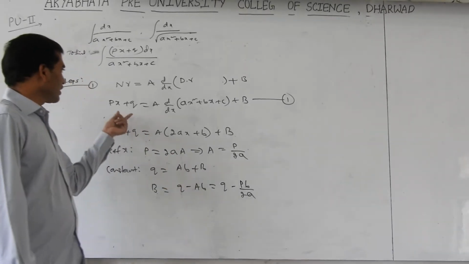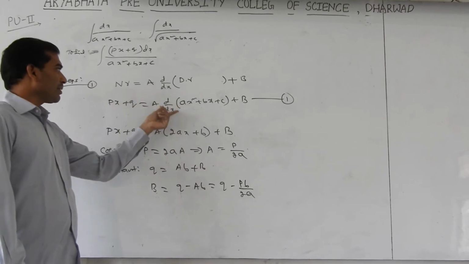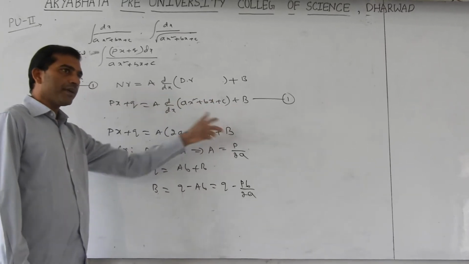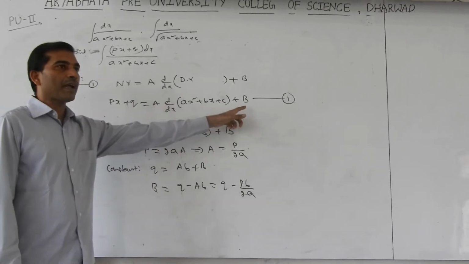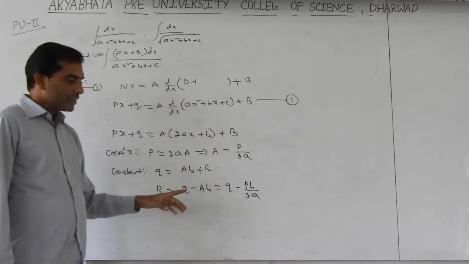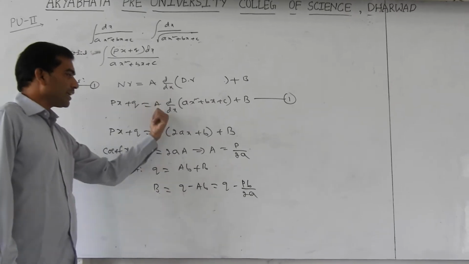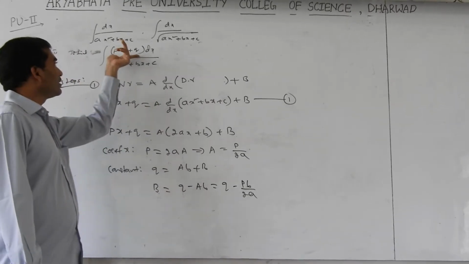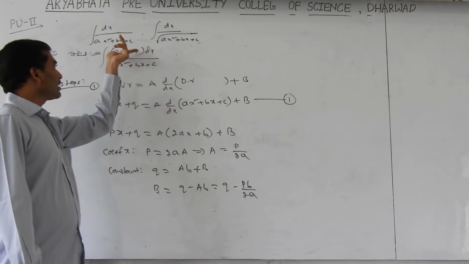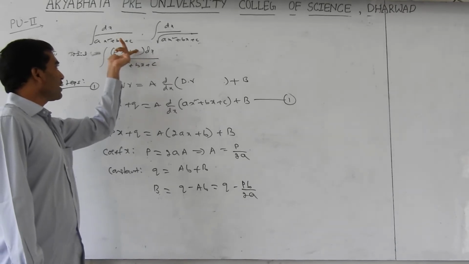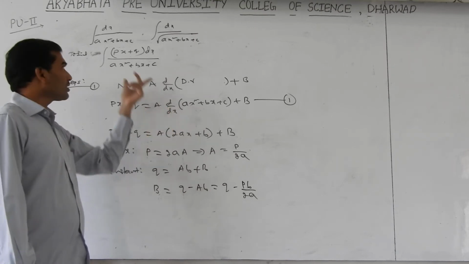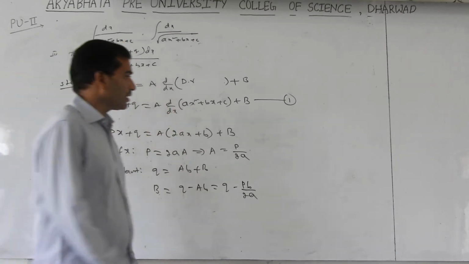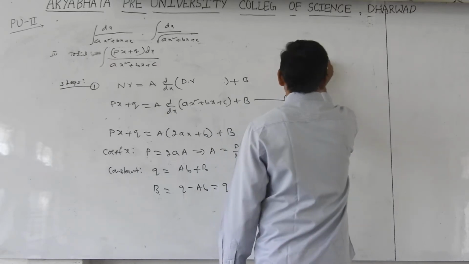Step 1 is: the numerator is equal to A into d by dx of the denominator plus B, and by equating the coefficients of x and the constant, we get capital A and capital B. These A and B values are then placed here, replacing this one. This value is obtained in this place. Okay.